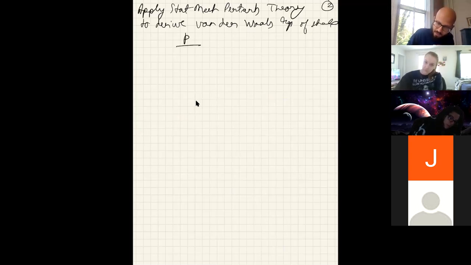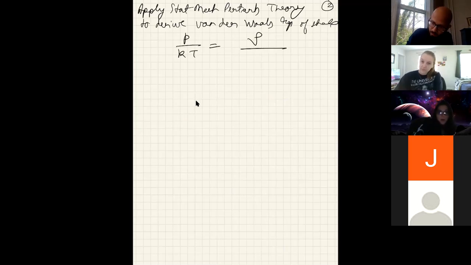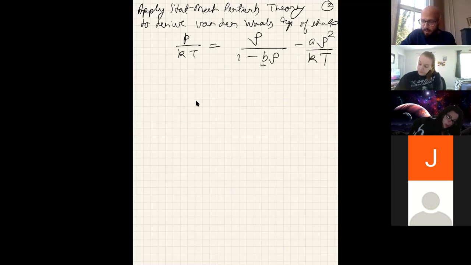It starts by saying that P by kT is equal to rho. That's our ideal gas. But then it says, well, it's not just rho. Let's think about rho divided by 1 minus B rho, where B accounts for the volume of the particles. And there is a second term, minus A rho squared by kT. This is a correction in the van der Waals equation of state, which you have all seen. Today we will see why exactly it has this form. You should already have some intuition for it. There is a term with rho to the power 0, then rho to the power 1, and a term with rho squared, and there are no higher order terms. But let's try to derive this from a very fundamental perspective.